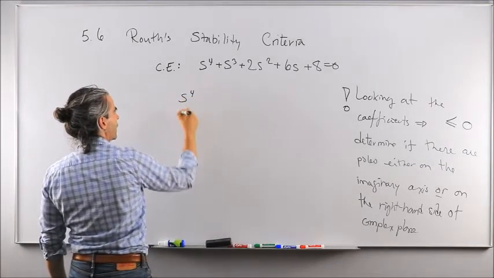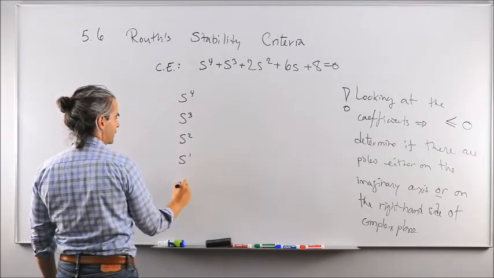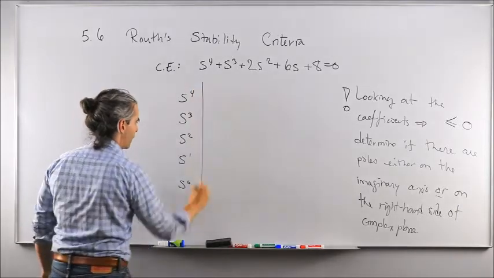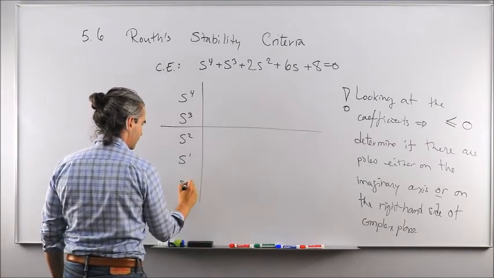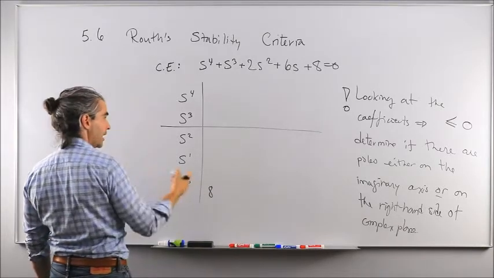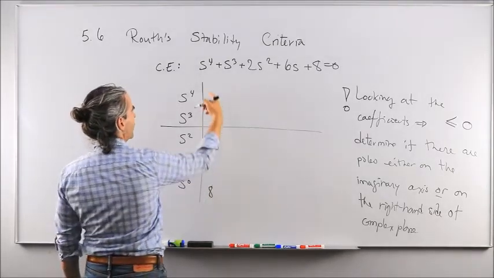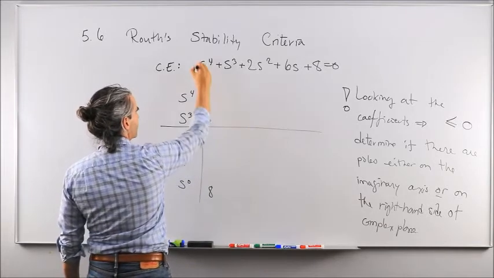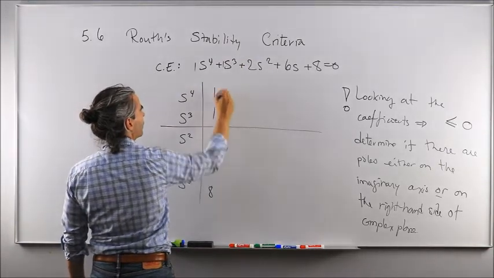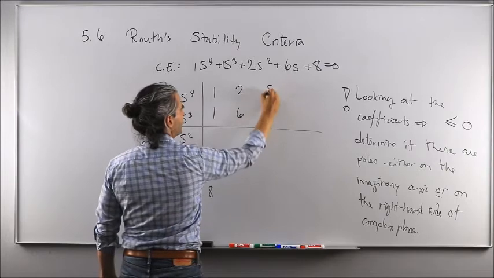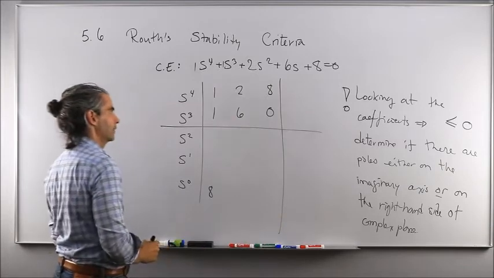So n plus 1 rows: s^4, s^3, s^2, s, and 1. Drawing this, I know right away that this entry here is going to be 8. I didn't use that in the previous examples, but that is a quick trick to avoid having to calculate this one. I'm filling the first two rows as per usual. So here, 1, 1, 2, 6, 8. And I need to fill this one with zeros. And boom, I draw the line here.